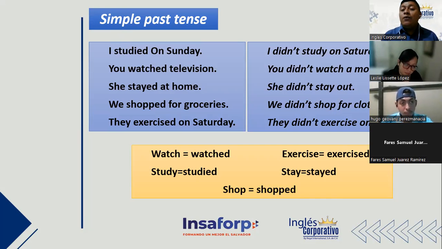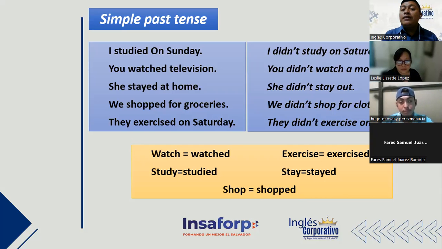Now, for a negative sentence, we are going to use didn't. Para hacer una oración negativa, vamos a utilizar did más not, que contractado se pronuncia didn't. I didn't study on Saturday. Como el pasado va en el auxiliar, entonces el verbo necesitamos escribirlo en su forma base, ¿verdad? Sin conjugar, I didn't study on Saturday.